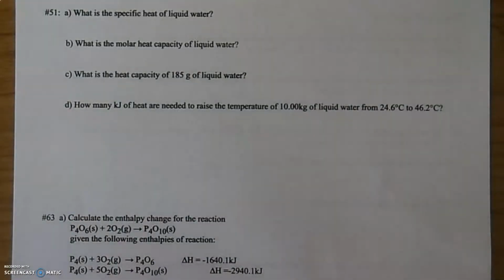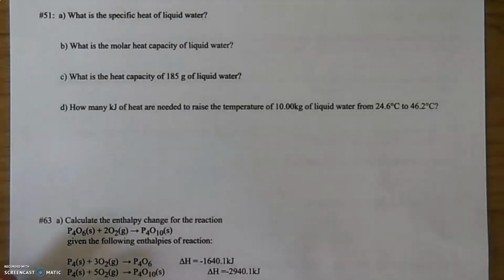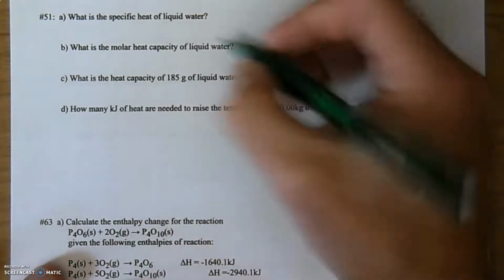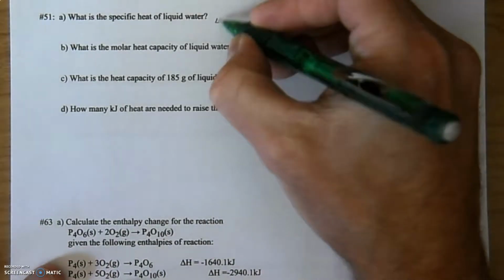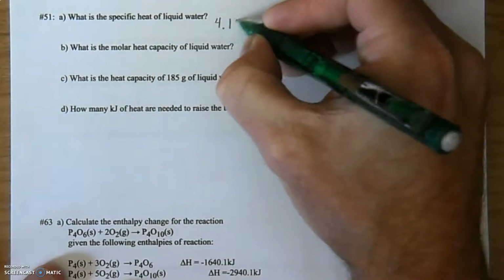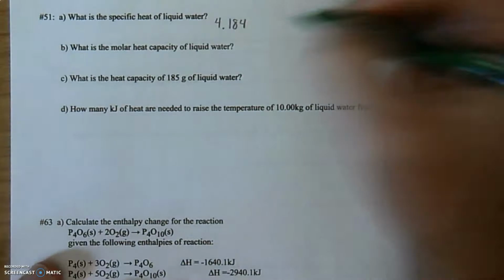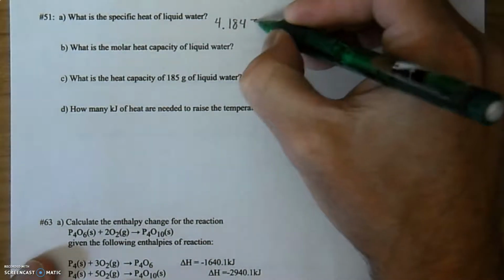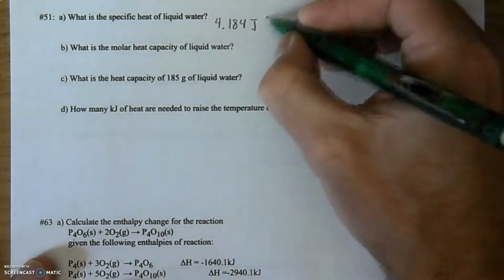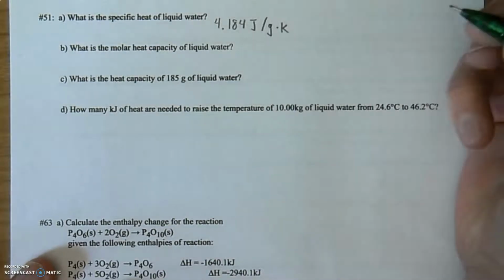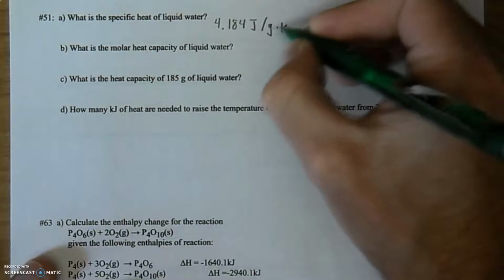All right, we'll start off with number 51 in the homework problems for this lecture. First one, A, what is the specific heat of water? If we're talking about the specific heat, we're talking about grams for this particular problem. And we're talking about water, and you're very familiar with this number. It is 4.184 joules per gram per Kelvin or degrees Celsius. So both these guys in the denominator.